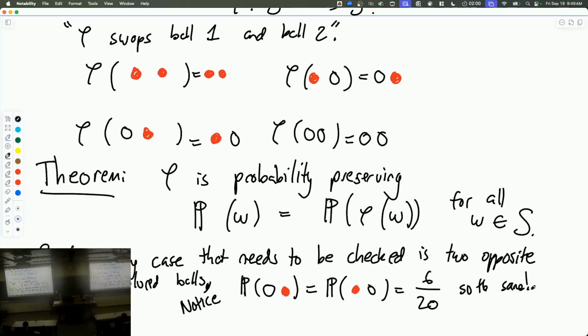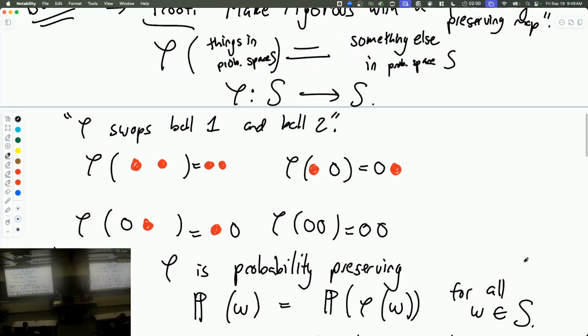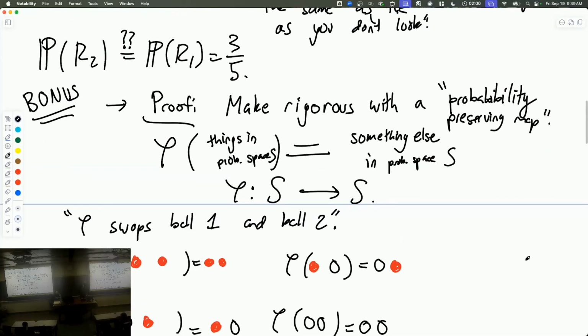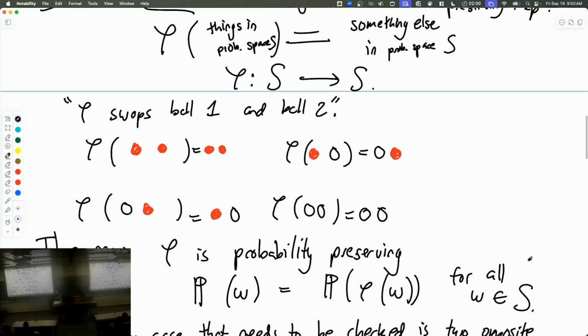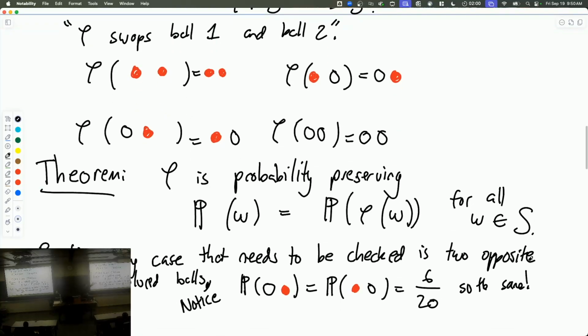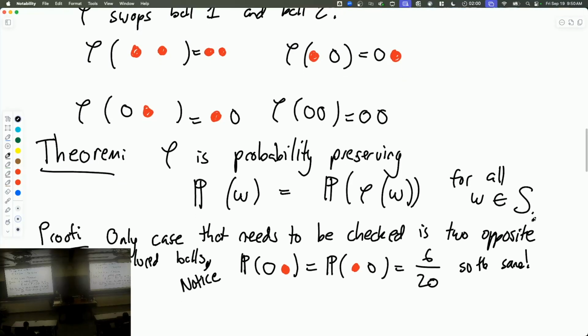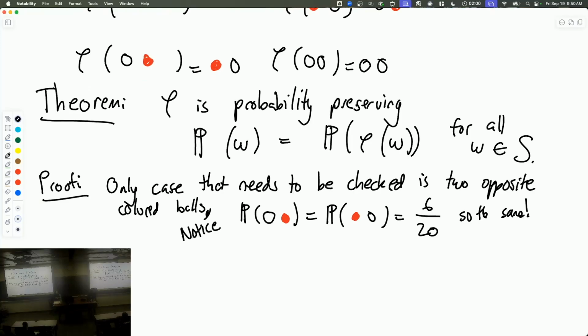And now that we have our probability preserving function, it's saying that there's a symmetry between the first and the second ball. This is like the math version of the idea. The idea says that there should be symmetry between the first and the second, and this is the rigorous proof that there is symmetry: the function phi that swaps them doesn't change the probabilities. And so this is the final conclusion.